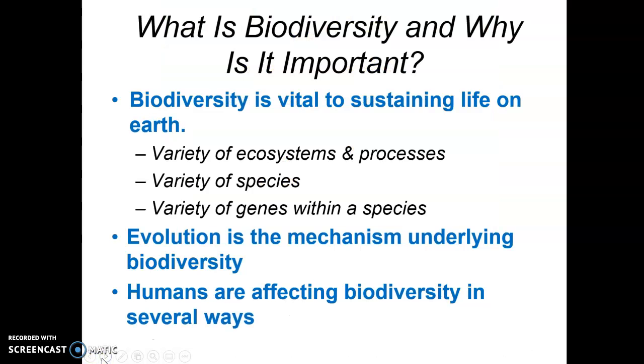So we're going to look at biodiversity and why it's important beyond just the reason of having beneficial medicinal properties. Biodiversity is vital to sustaining life on Earth, and the biodiversity needs to exist on all three levels. There needs to be a variety of genes within a particular species, a variety of species within a particular ecosystem, and a variety of ecosystems and processes around the globe. And the more biodiversity we have, the more organisms and ecosystems can withstand changes and life can continue.